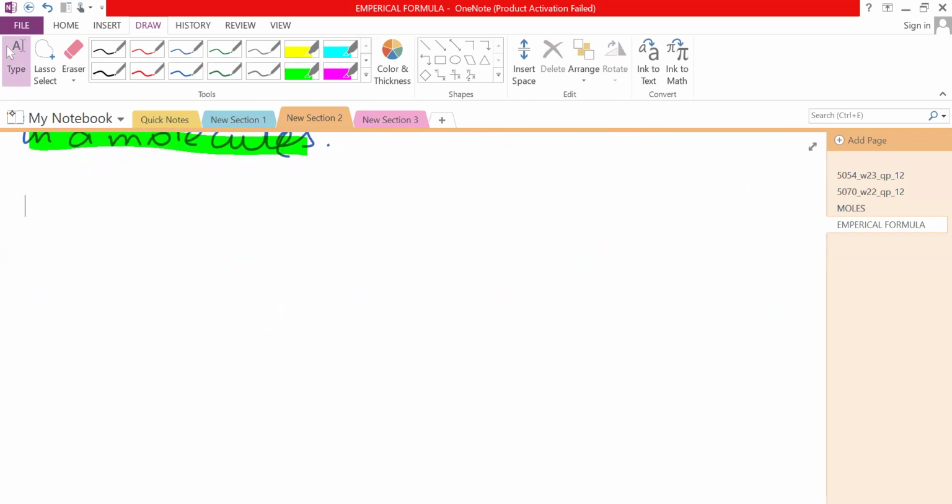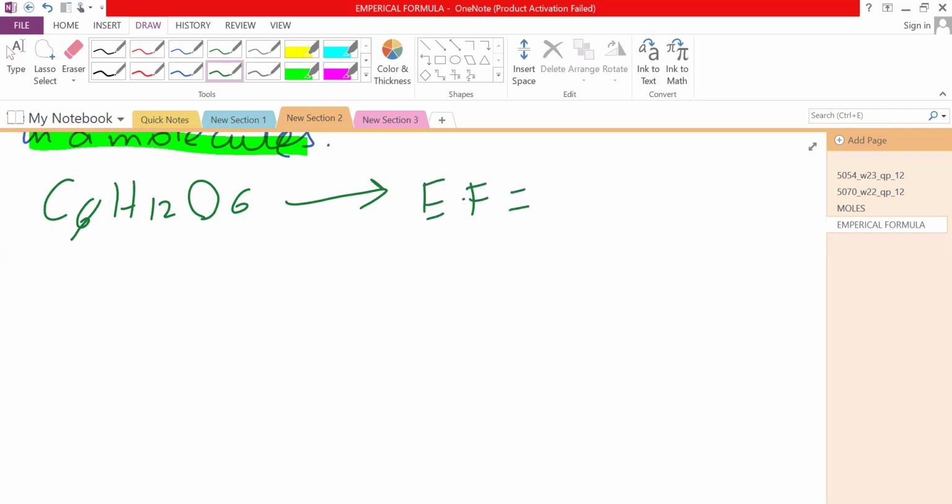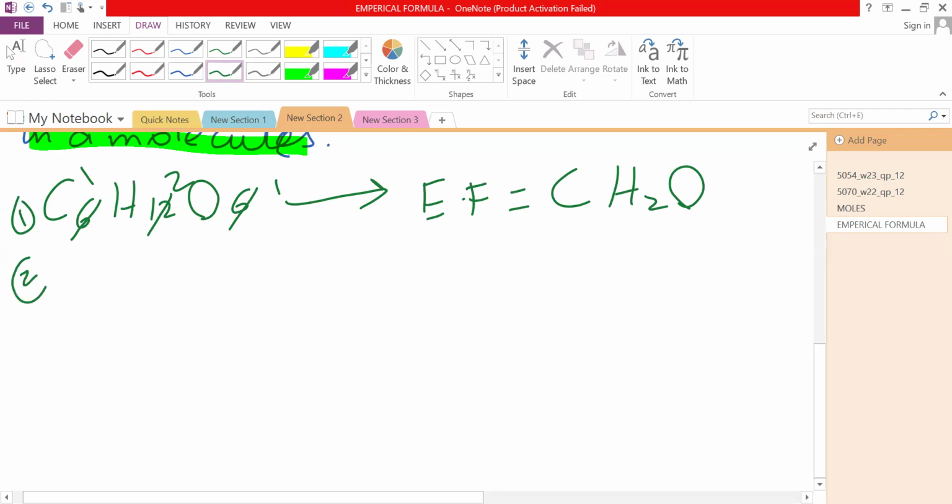The first example I gave above was of glucose. The formula for glucose is C6H12O6, and for its empirical formula we have to simplify it. So its empirical formula would be CH2O. Okay, this was the first example. Let me give you a few more examples so you can have a better understanding of empirical formula and molecular formula.